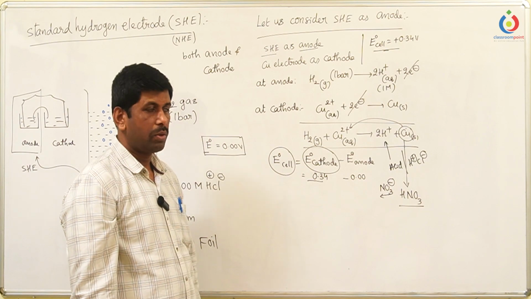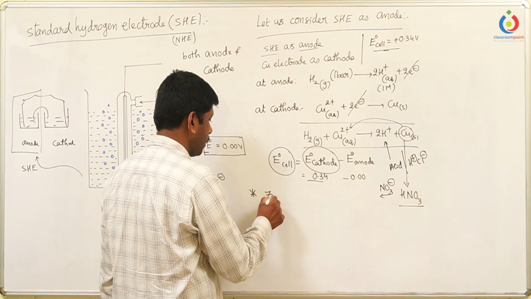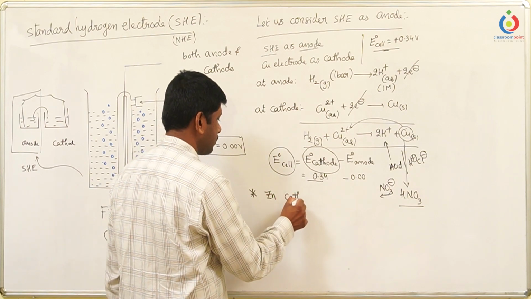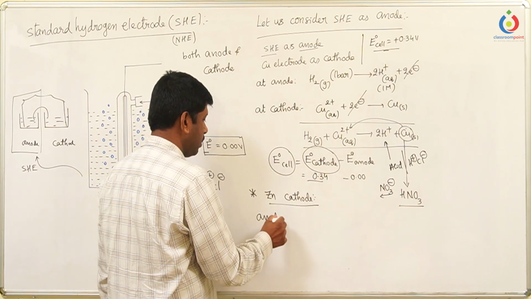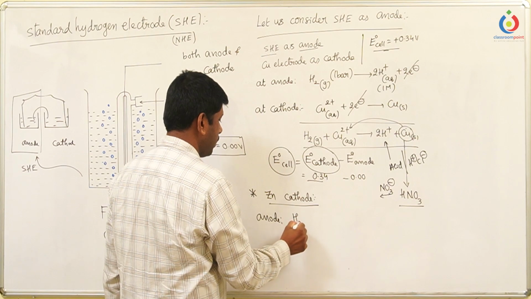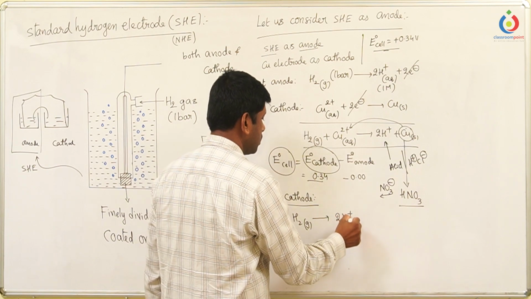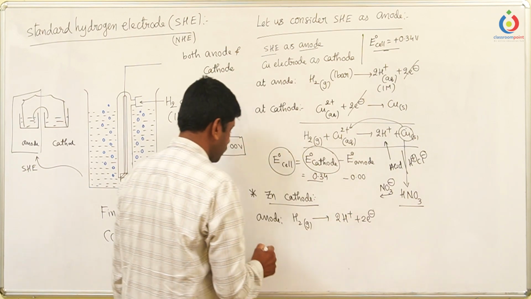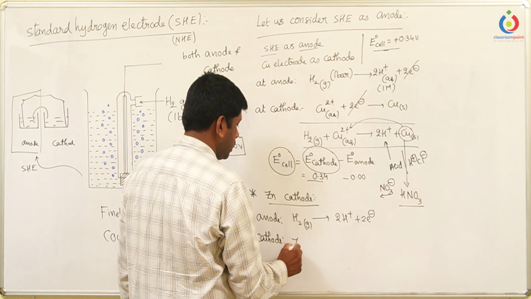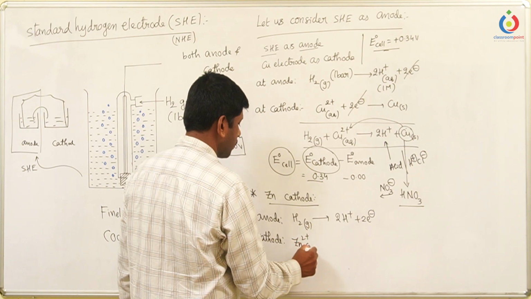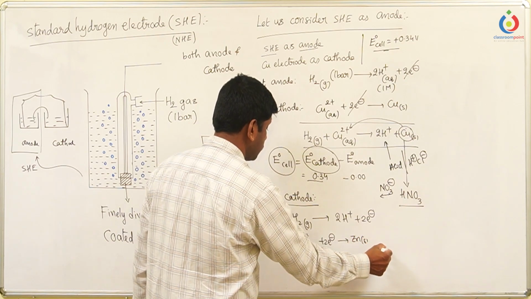Now let us take one more electrode, the zinc electrode, as the cathode. So condition 2 is the zinc electrode as cathode. Again the anode is the standard hydrogen electrode, and the same reaction takes place: hydrogen gas converts into 2 H plus ions plus 2 electrons. At the cathode, again let us take the Zn2 plus ion, which takes up those 2 electrons and gives zinc solid.